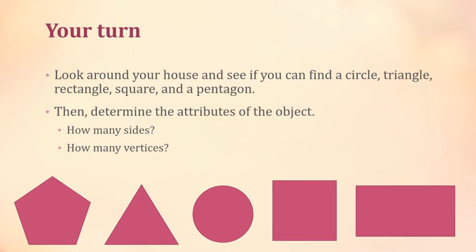Now it's your turn. Look around your house and see if you could find a circle, triangle, rectangle, square, and a pentagon shape. When you have located this item, you could ask yourself, what are the attributes of this object? So you will be looking for how many sides and how many vertices this object has.